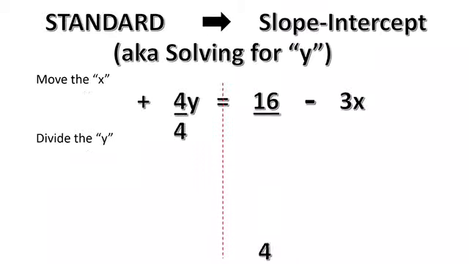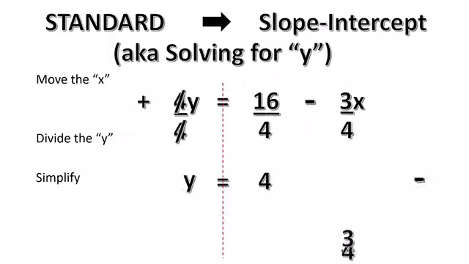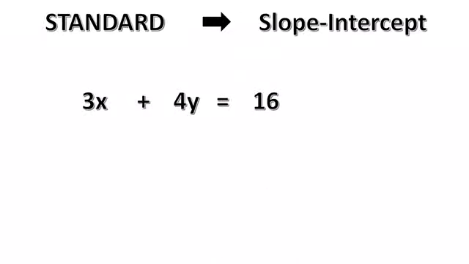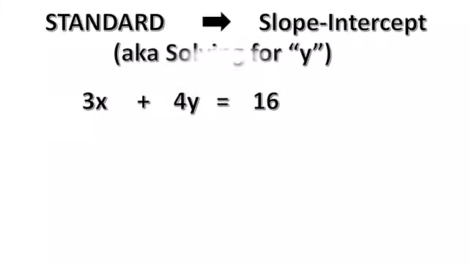Standard to slope-intercept. We're going to rearrange this linear equation that is given to us in standard form into slope-intercept form. This is also known as solving for y.